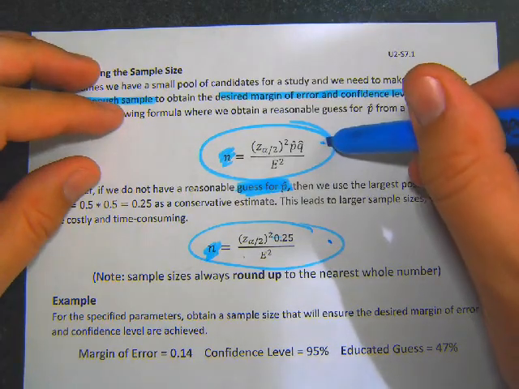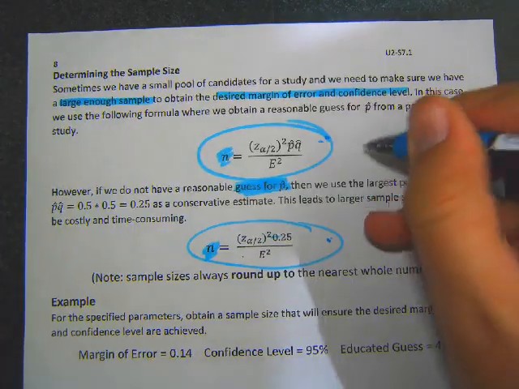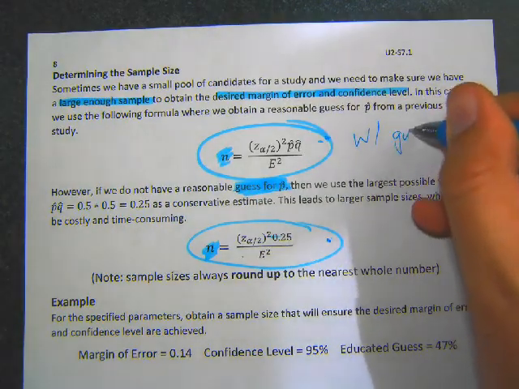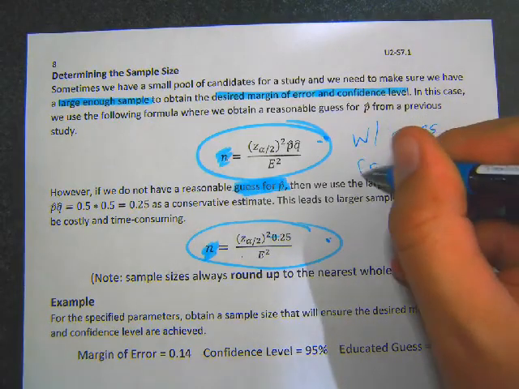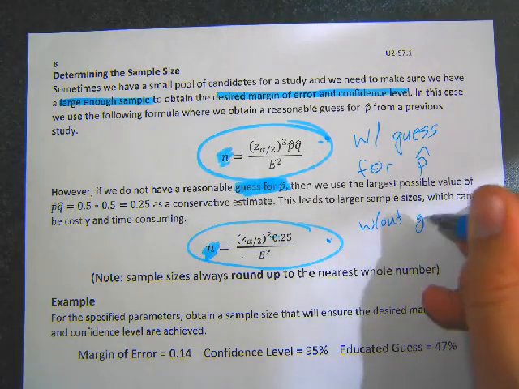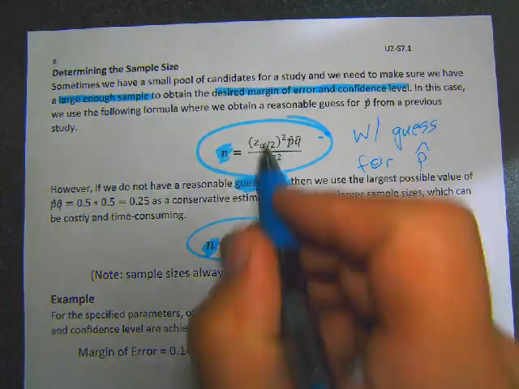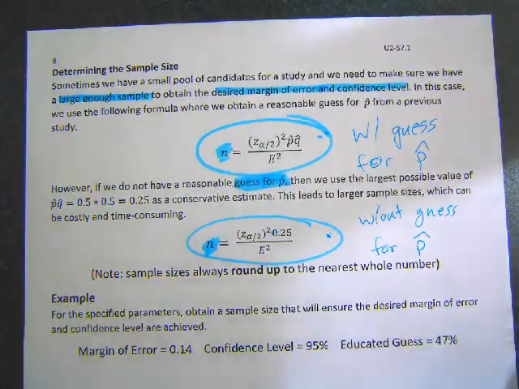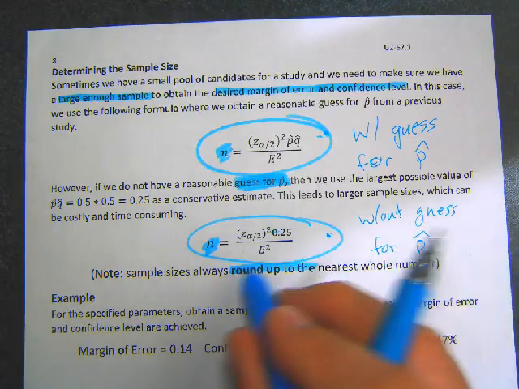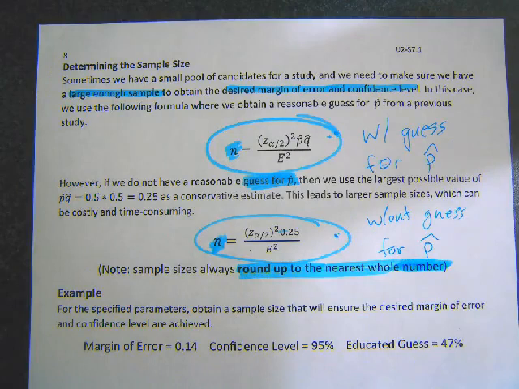So we'll use this one as much as we can when we have a good guess, and this will be when we don't have a guess. So this is with guess for p hat. This is without guess for p hat. And these will typically give you decimals, so you always want to round up to the nearest whole number. Don't round down, no matter what the decimal is, always round up, because you want to make sure you have enough people. If you round off the half person, then your sample won't be big enough. So you always want to round up to make sure you have enough people.